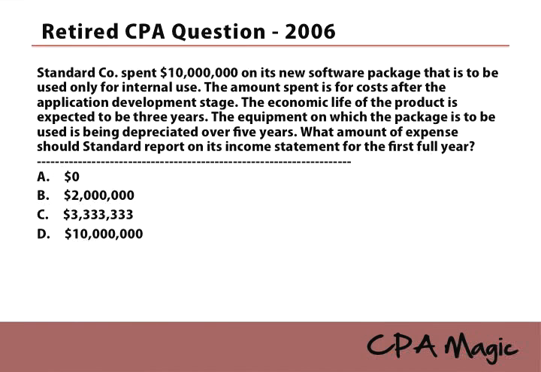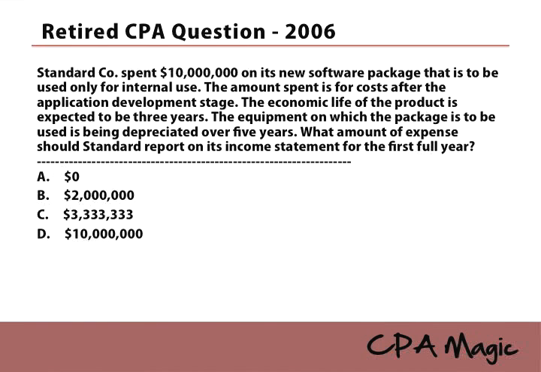Let's look at another retired question from 2006. Standard Company spent $10 million on its new software package that's to be used only for internal use. So that's the example of internal use, not to be sold for licensing. The amount spent is for costs after the application development stage. So there we go. There's a term that means essentially technological feasibility, application development stage. So the amount spent is for costs after application development. So they're going to be capitalized. So that $10 million spent is capitalized.